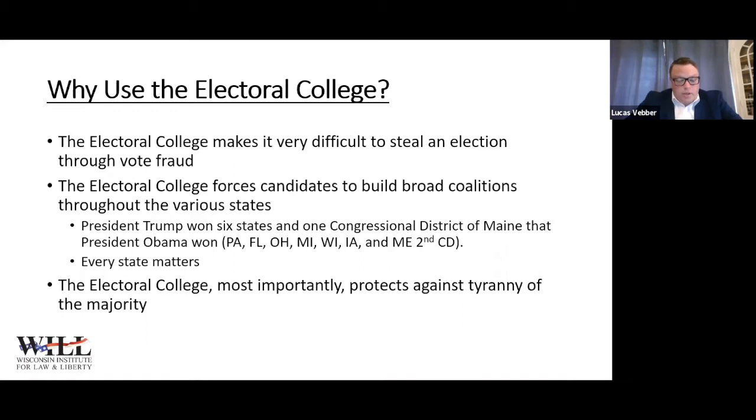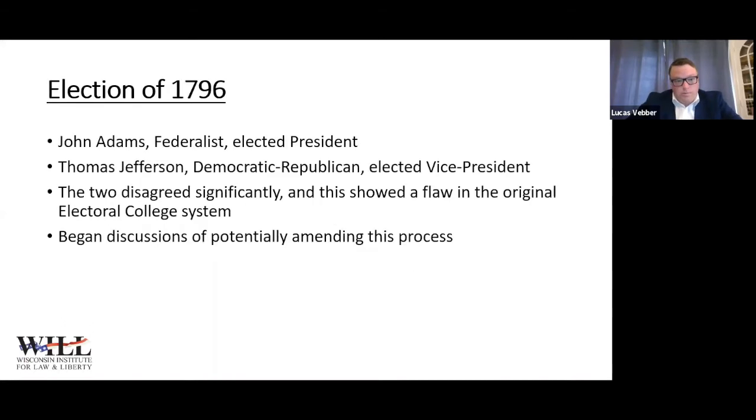The Electoral College, though, most importantly, protects against tyranny of the majority. The president is not elected by whoever gets a majority of the votes or even whoever gets the most votes in the United States. It's whoever gets the most electoral votes.